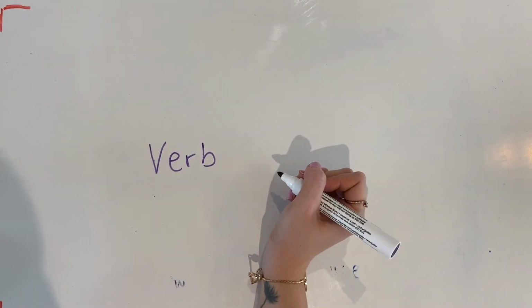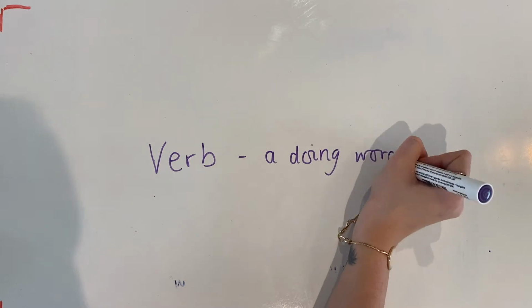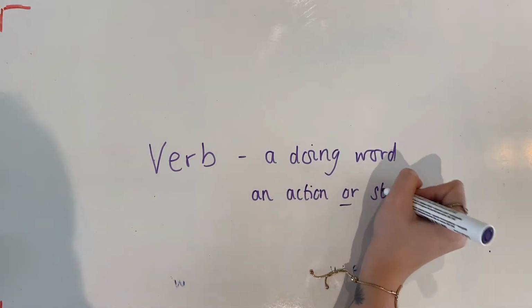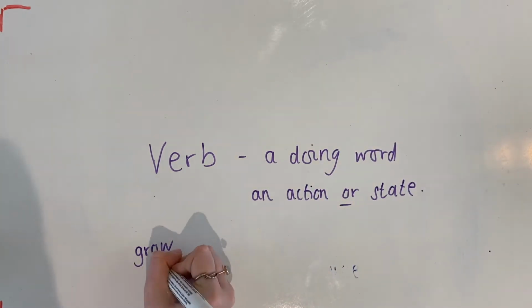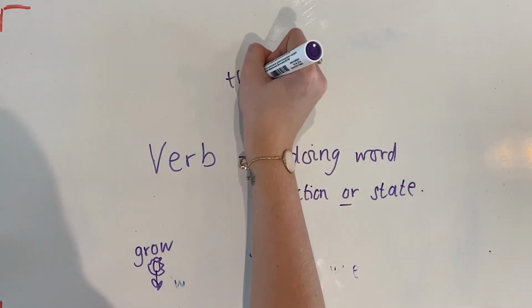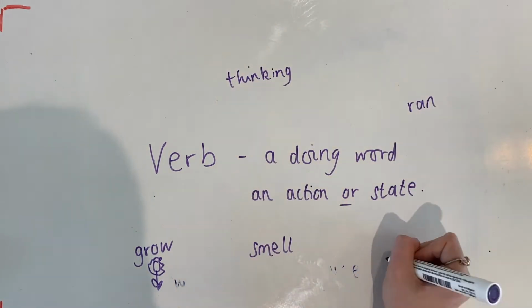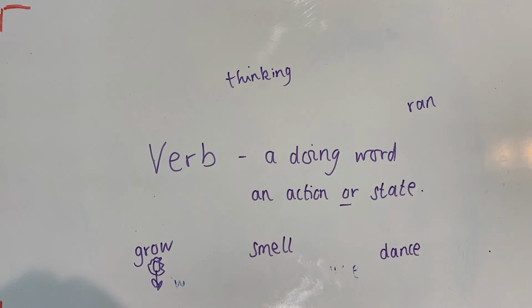Super. Now we're on to verbs. A verb is a doing word. It's an action or a state. Here are some examples. Grow, smell, thinking, ran, or dance. Can you think of any more verbs?